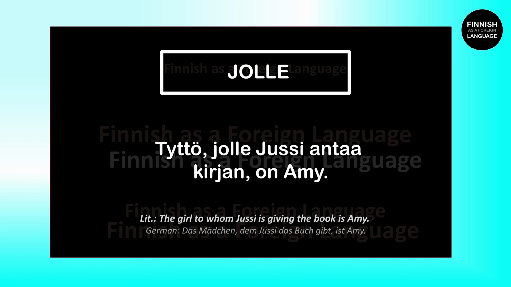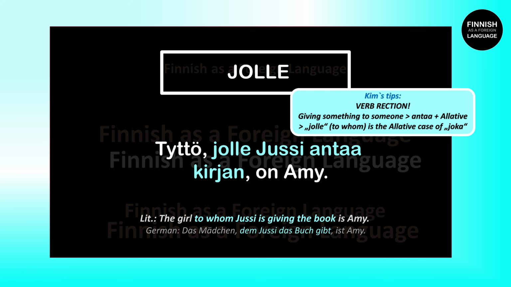Next one. Tyttö, jolle Jussi antaa kirjan, on Amy. In English, the girl to whom Jussi is giving the book is Amy. Let's go step by step. Tyttö means the girl. It's actually the person being referred to. Jolle means to whom, allative case of joka, which is used when something is given to someone. Jussi antaa kirjan means Jussi is giving the book, and on Amy means is Amy.